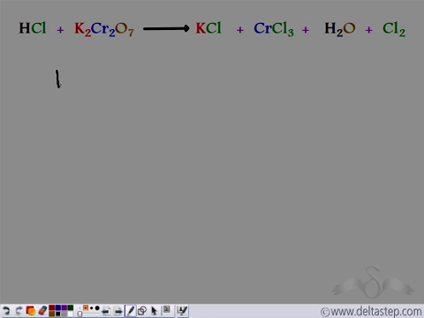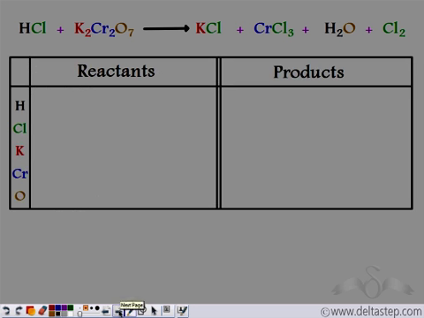We have H, hydrogen. We have Cl. We have K, potassium. We have Cr, chromium. And we have O, oxygen. So these are the given atoms. Now let's try to count the number of atoms on both the reactant and the product side.